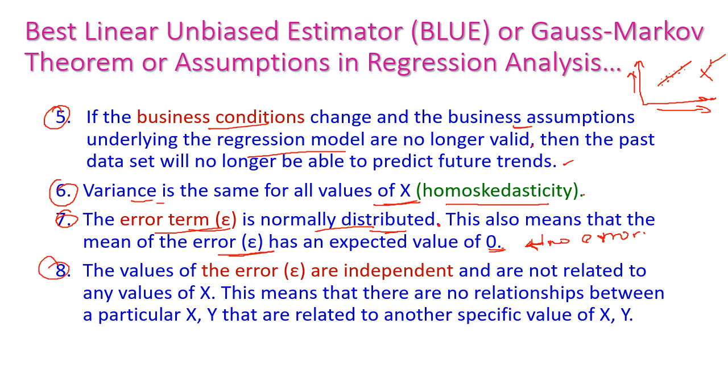And the next one, the error terms are independent. So this is independent of both x and y value. That means there is no relationship between a particular x or y; the error is never related to a specific value of x or y. So these are the 8 assumptions of the regression analysis.